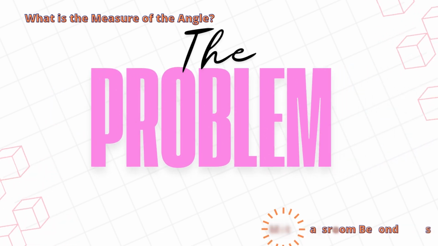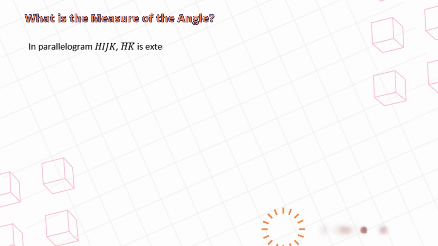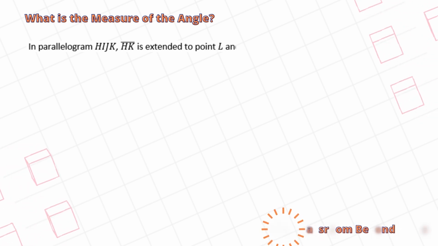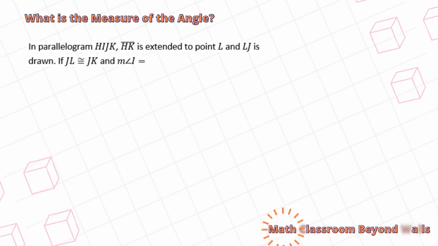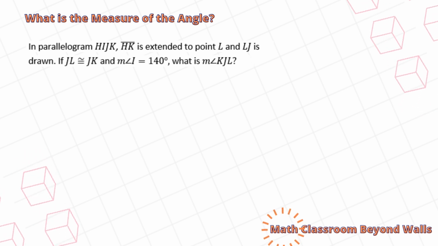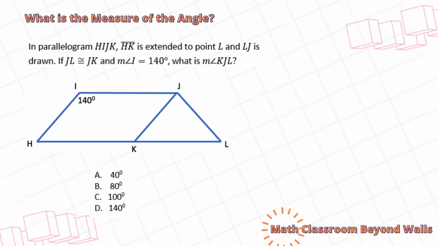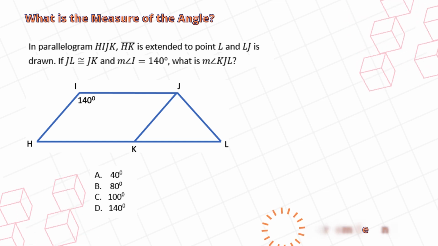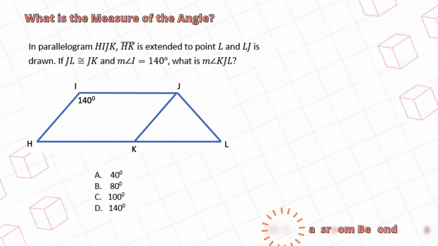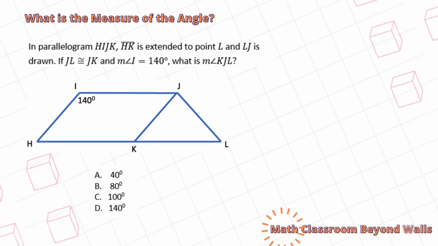Here is the situation. In parallelogram HIJK, HK is extended to point L and LJ is drawn. If JL is congruent to JK and the measure of angle I is 140 degrees, what is the measure of angle KJL? A figure is given. Here are the options. Option A, 40 degrees. Option B, 80 degrees. Option C, 100 degrees. Option D, 140 degrees.